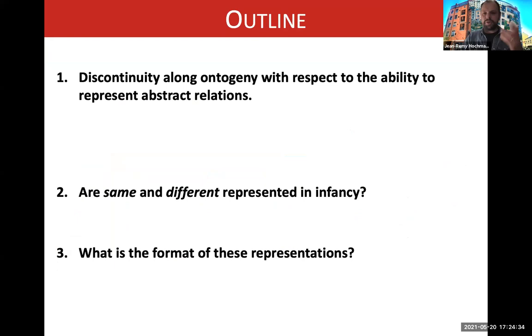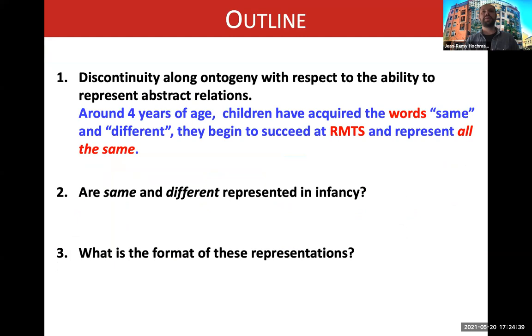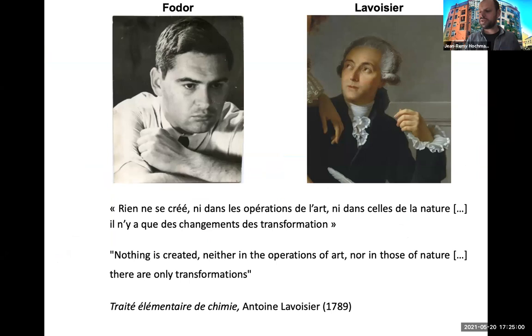Okay, so what we have here is a discontinuity along ontogeny. Around 4 years of age, we see three changes. First, children have acquired the words same and different. Now they begin to succeed in the relational match to sample, and they seem to be capable of representing something like all the same. Of course, when we talk about discontinuity, the question that pops into mind is always that of Jerry Fodor. That is, how do you learn the words same and different if you don't have a pre-existing representation of same and different?